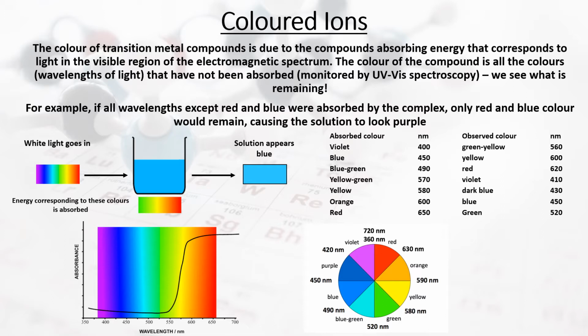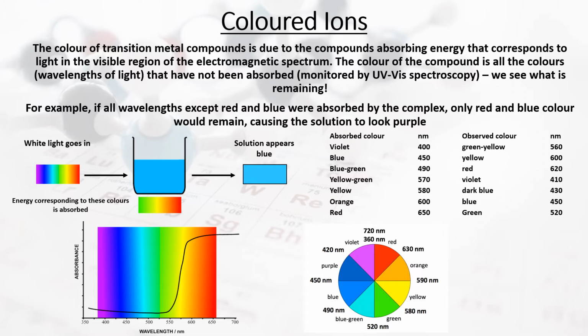Another example would be that if all of the wavelengths except red and blue were absorbed by the complex, so it absorbs the kind of yellow and the green and the purple, but we leave red and blue wavelengths, then only the red and blue colour would remain. And if you mix red and blue together, you get purple. So we would see a kind of purple coloured solution. So the key thing is that we see the colours that are remaining after all of the other colours have been absorbed by the compound.